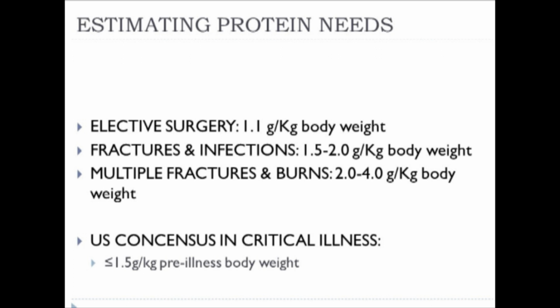Now, while there's a lot of dispute and controversy around these higher levels of protein, the U.S. has taken a consensus in critical illness when it comes to protein. Generally, it is understood that when the intake is 1.5 gram per kilogram pre-illness body weight or less, there tends to be a positive recovery from that level of protein. So while some may venture into 2 and 4 grams per kilogram body weight, what appears to be a pretty solid recommendation is up to 1.5 gram per kilogram pre-illness body weight. So please take note of this.